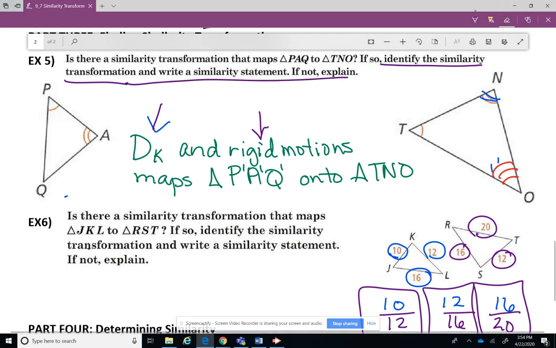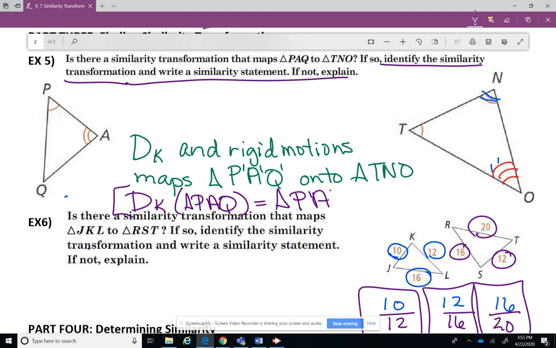I could say that I dilated by a scale factor. I dilated triangle PAQ, and I ended up with triangle P prime, A prime, Q prime. Okay, we got to kind of bring that into the picture. Okay, so that's really the first thing I did.